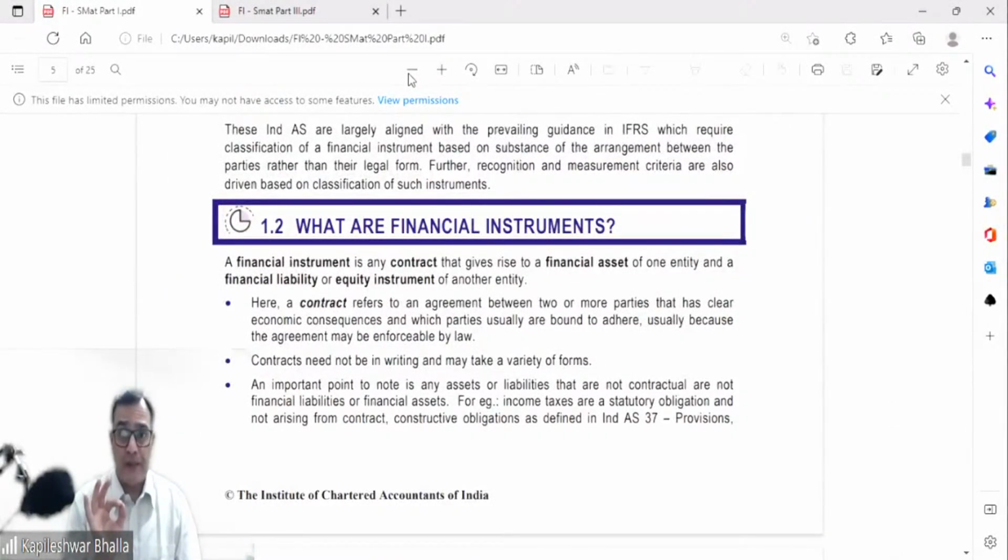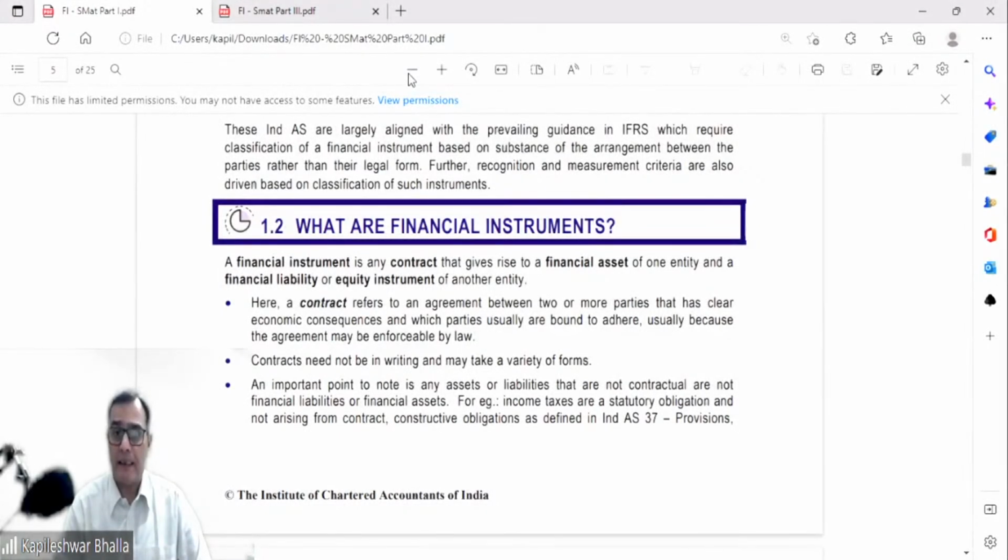It says a financial instrument is any contract. Now, first of all, a little caution: just read it with me, nothing extra, nothing less. We're going to focus on certain inputs and I'm going to give you interpretations on certain areas. So it says a financial instrument is any contract. Don't read further. I'm focusing on the word that it is any contract.